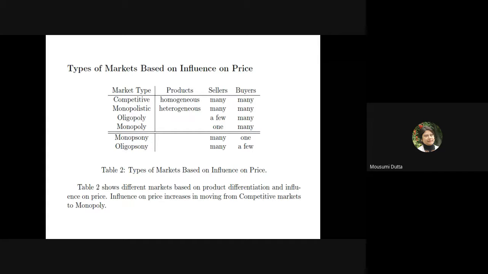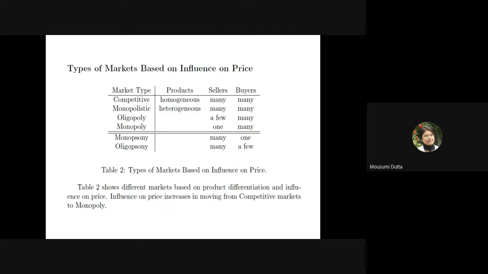Since the buyers are also numerous, if some certain group of people thinks that I'll not buy potato, there are so many people here that the elimination of that group will not be able to put any influence on the price of potato. Similarly, for the sellers too, since the number of sellers is numerous and the product is homogeneous, it is not possible to charge different prices.